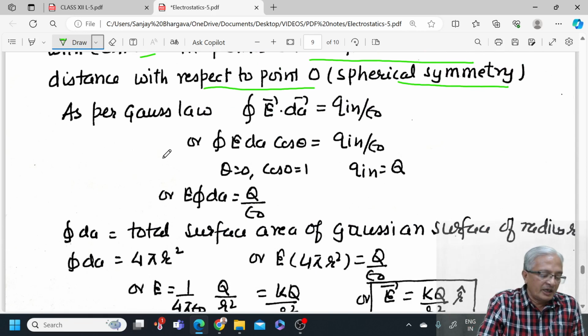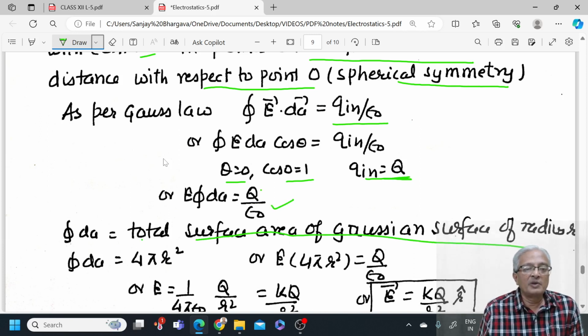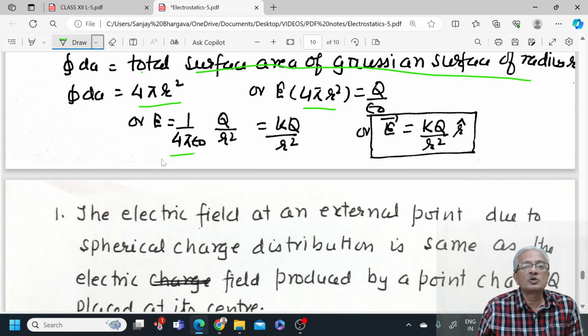As per the Gauss law, integration E dot dA must be q inside upon epsilon 0. Theta is 0, cos 0 is 1, q inside is the total charge. So E integration dA must be q upon epsilon naught. What is integration dA? It is the total surface area of the Gaussian sphere, and that would be 4 pi r square. So E into 4 pi r square is q upon epsilon 0. To calculate the electric field, it comes out as 1 upon 4 pi epsilon 0 q upon r square, which is equal to kq upon r square. In vector notation, it is kq upon r square r cap.